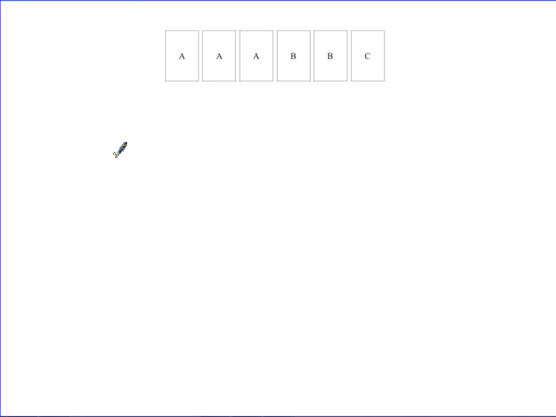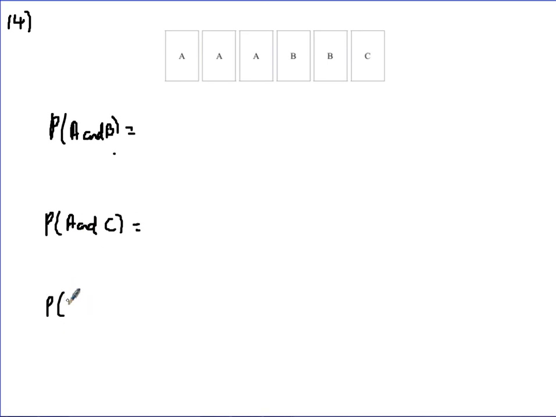And question 14. Card and it text random 2 of these cards. Work out the probability that there are different letters on the 2 cards. So, what we're looking for then? Probability of A and B. The probability of A and C. And also the probability then of B and C. So if we work these out separately first of all.